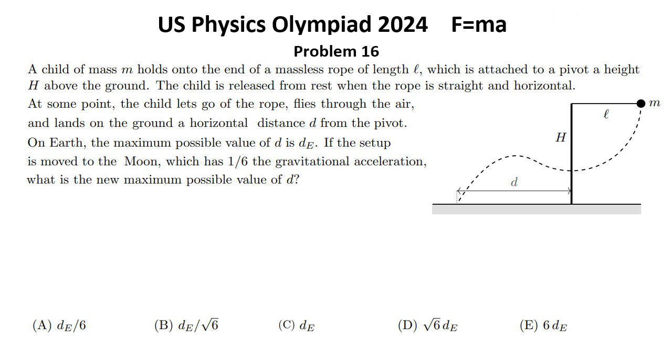On Earth, the maximum possible value of d is dE. If the setup is moved to the Moon, which has 1/6 the gravitational acceleration, what is the new maximum possible value of d?